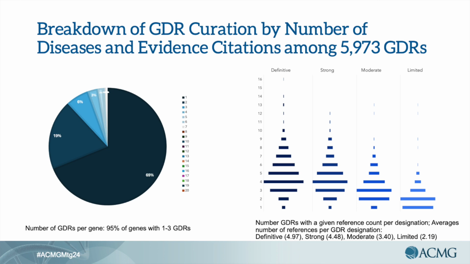And that evidence I'm showing in this swarm plot. The data there represents the number of references that support each of those GDR associations, broken out by different evidence categories: definitive, strong, moderate, and limited. This makes a nice distribution where you can see that the plurality of definitive genes with GDRs had 4 references each to support that designation, but some had 16. Only very few had 1. And then if you move down the ranks to strong, moderate, and limited, you see a nice stepwise decrease, but still evidence to support the GDR associations.